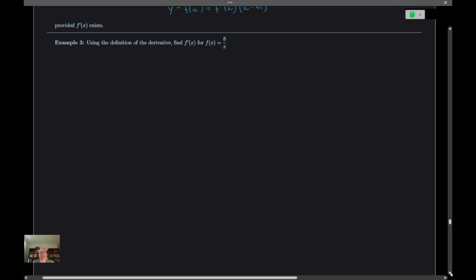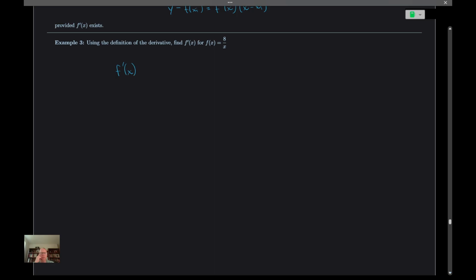Find f prime of x for f of x equals 8 over x. So f prime of x equals... now this is a situation where maybe write the definition down each time you start a problem so that you get used to it. Hopefully you got this one fairly well down.